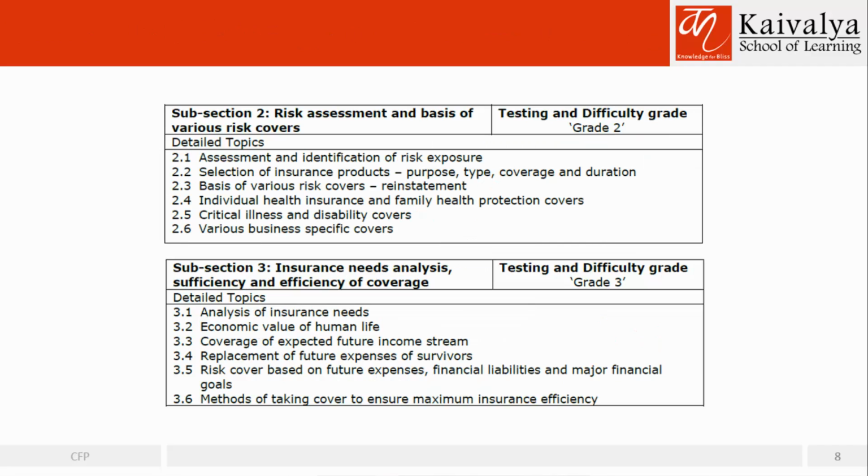Now grade 2 means it is 3 marker question. So once again we have got several insurance products. More often I have seen that they are asking questions on insurance riders. That is also a very important part for us to understand. See, this is the rider, disability covers, then health insurance is also there.